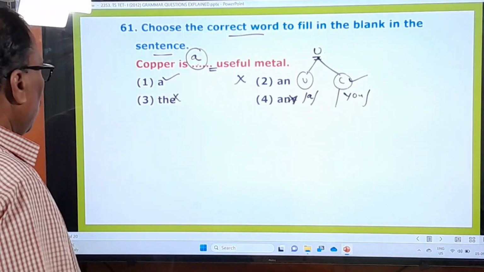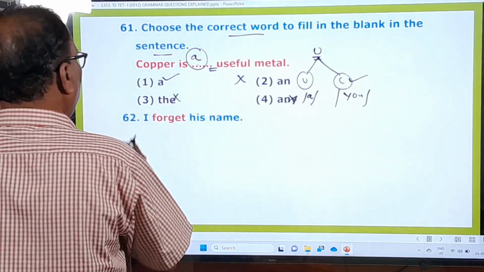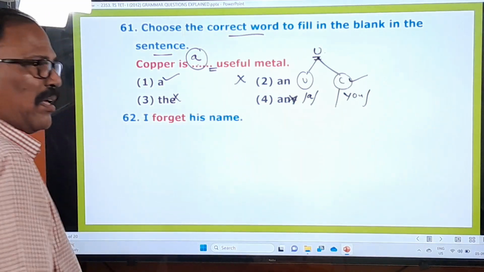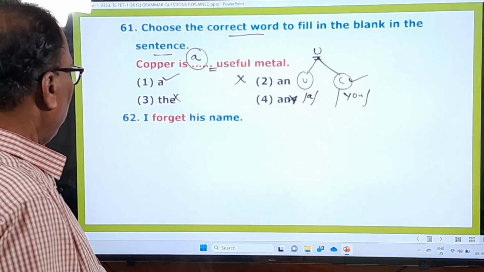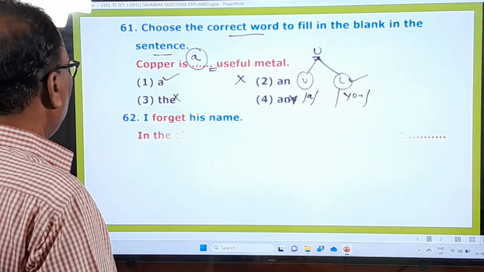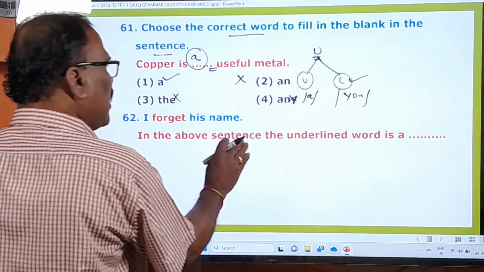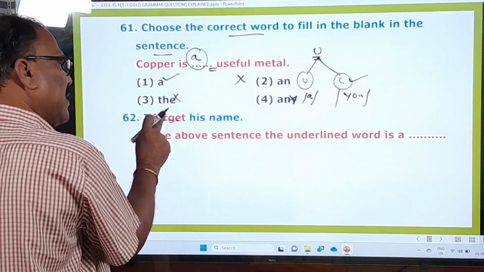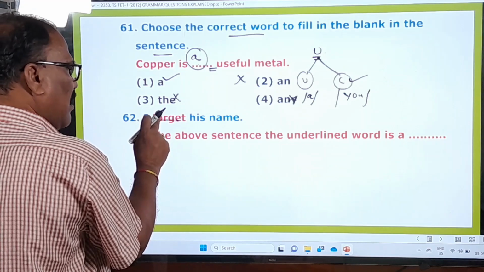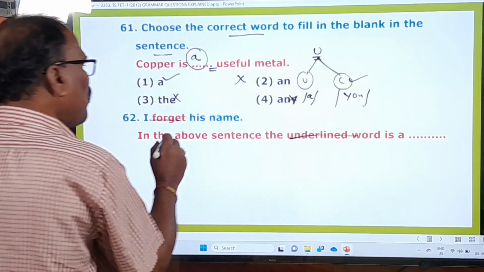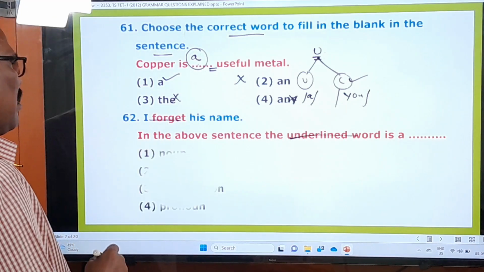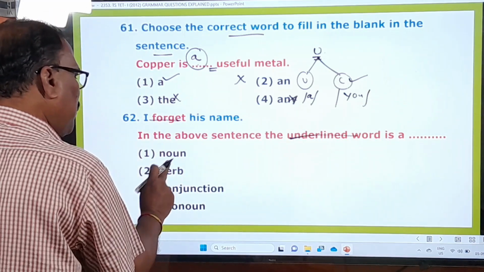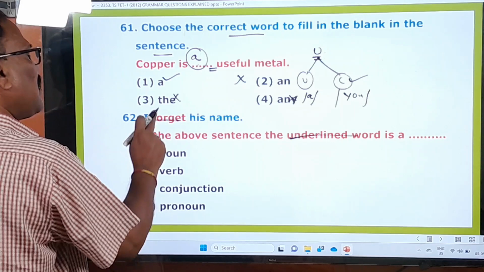This is okay. Now let's go to the next sentence. Okay, this is the next question, 62nd one. I forget his name. This is the question given here. What is the examiner asking you to do? In the above sentence, the underlined word, see, the underlined word is this, I have colored it instead of underlining it. In the above sentence, the underlined word is a noun, verb, conjunction, pronoun.